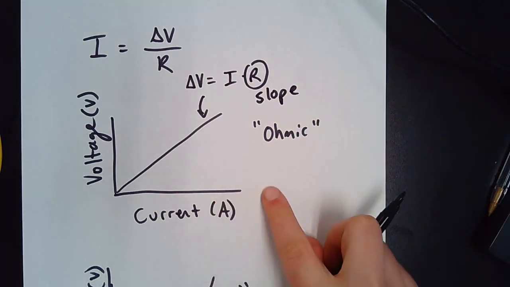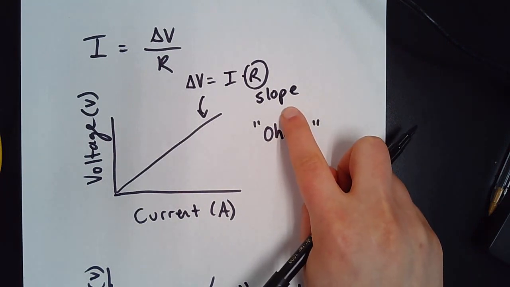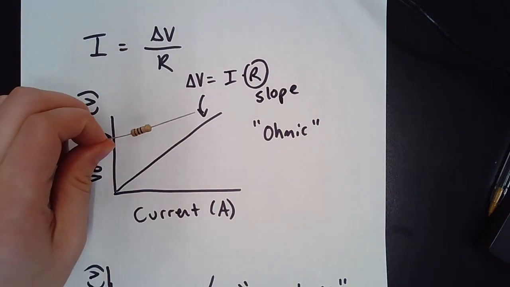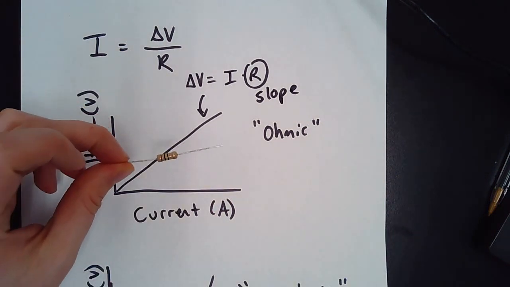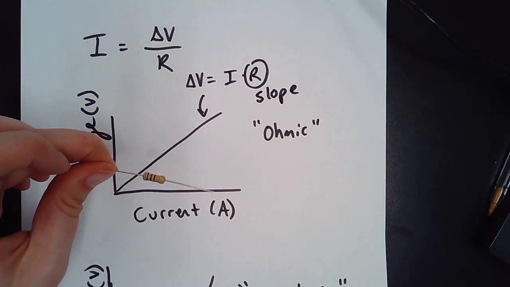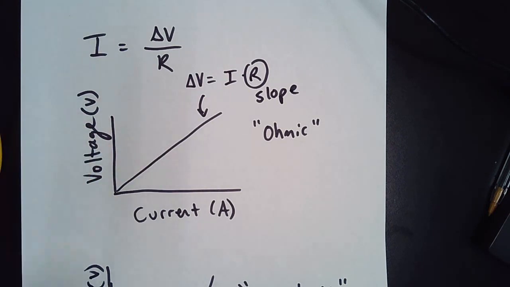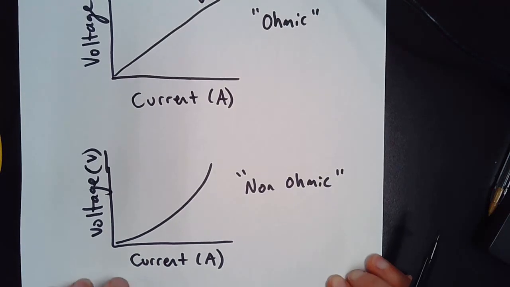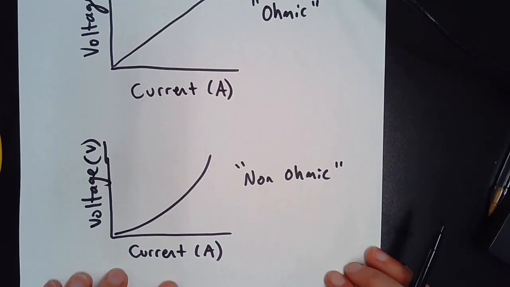So if a graph follows this, we get the slope being the resistance. And this is what we call an ohmic resistor. So this is going to be this kind of resistor where you do have this linear relationship between current and voltage. Okay. However, if you have a nonlinear graph, it's still relevant. It's just called a non-ohmic resistor.